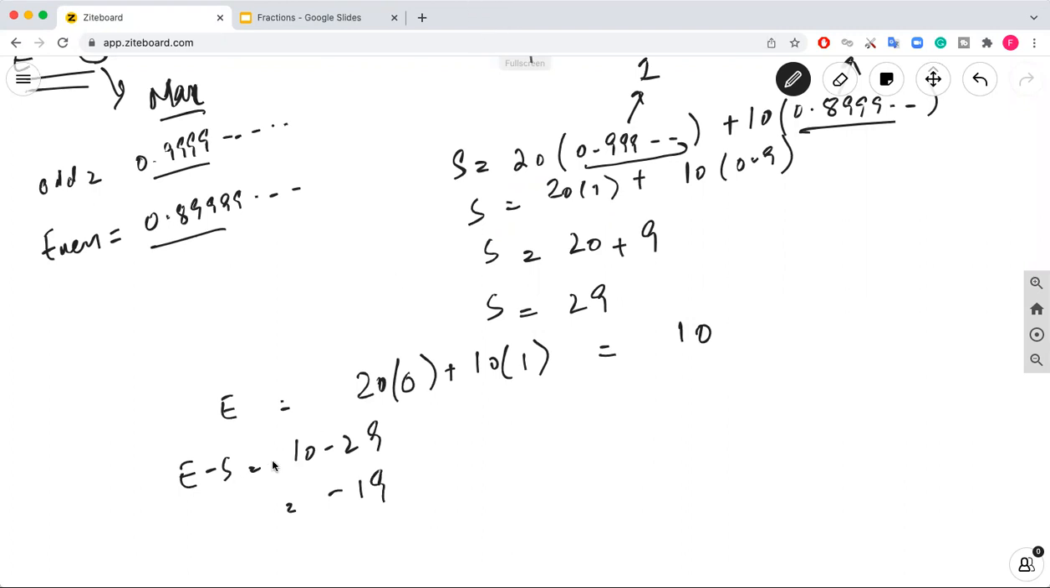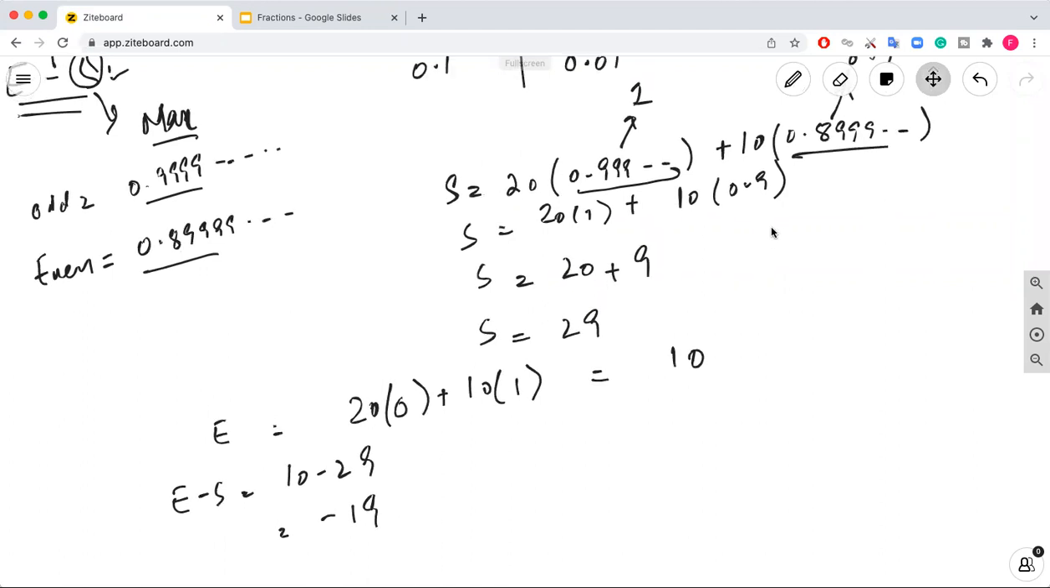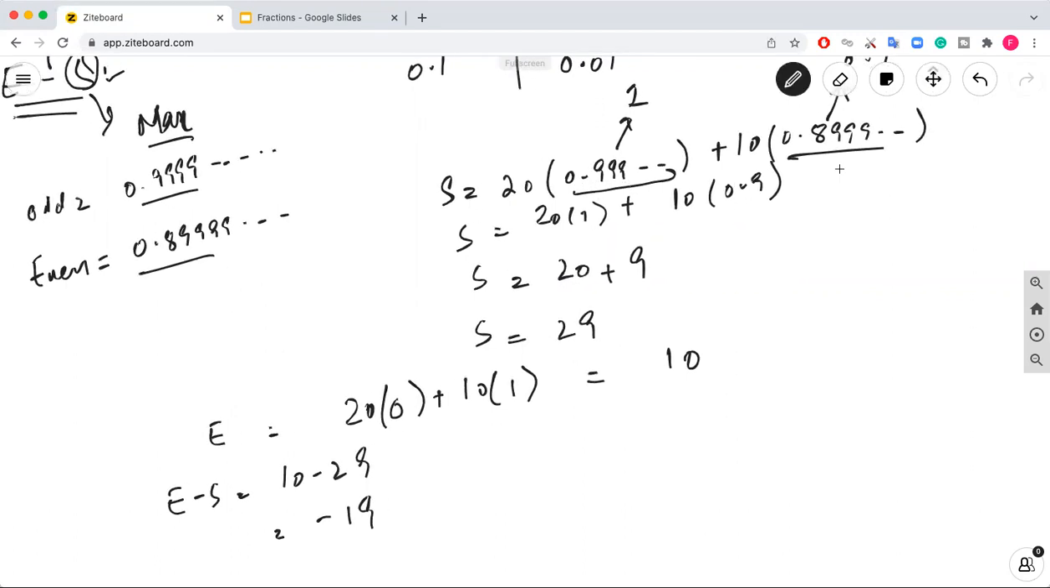Just to clarify again, in this scenario we are taking 20, 0.99. We are taking the maximum value of odd and the maximum value of even, considering the maximum value in which we have odd as the 10th digit and even as a 10th digit. This is very close to 1. That's why we consider this one for calculation, and 0.9.